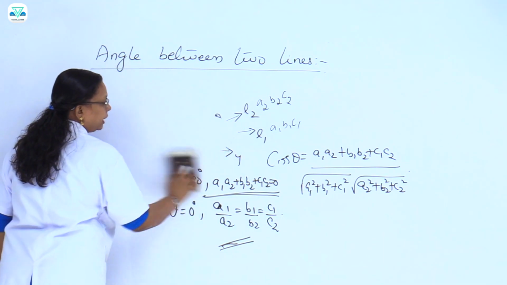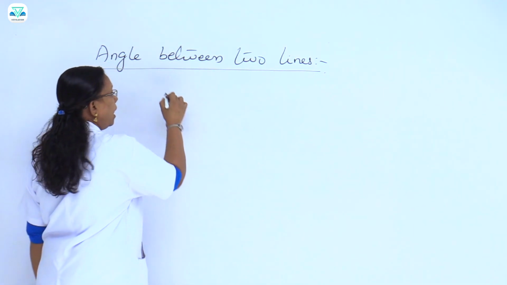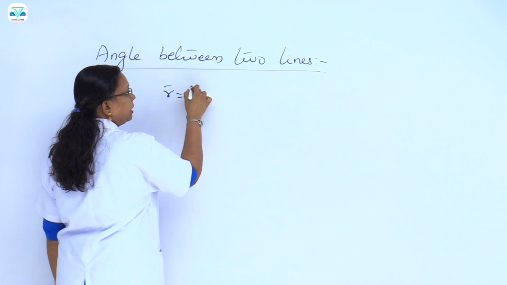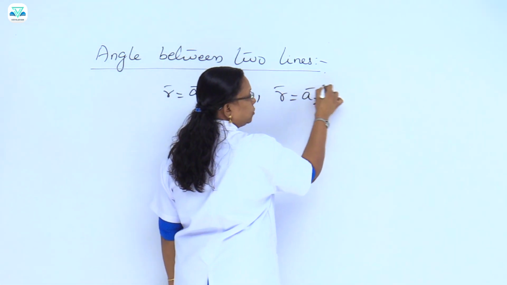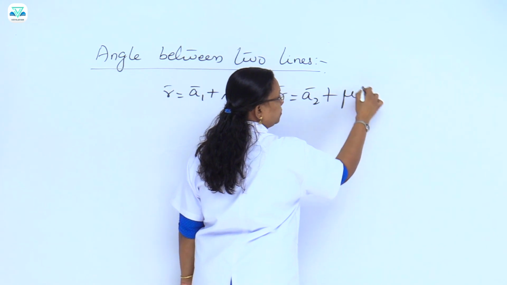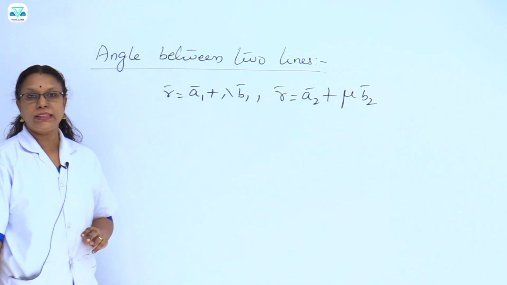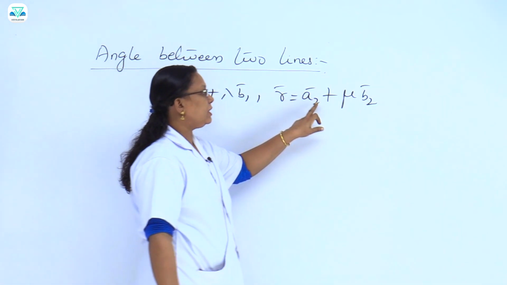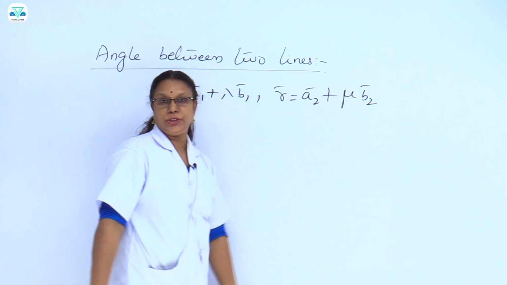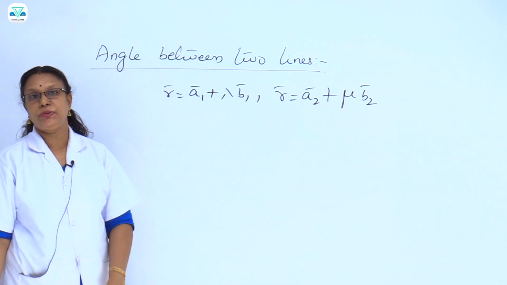Now, we are given the equations of two lines. Say r is equal to a1 plus lambda b1, r is equal to a2 plus mu into b2. That is, the two lines are given in vector form. One is a1 plus lambda b1, another one is a2 plus mu into b2. So, what is the angle between the two lines?